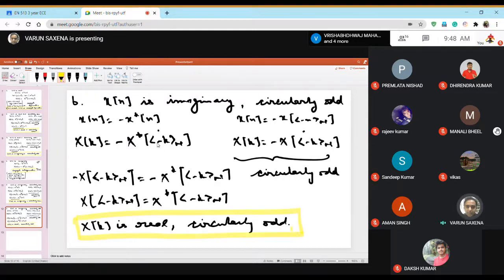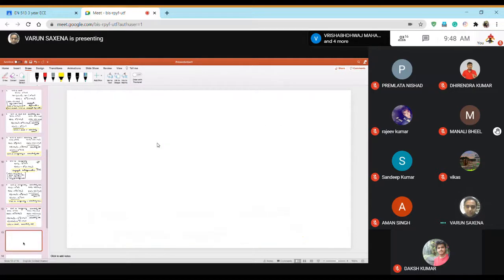So we have looked into 6 cases that emerge from the conjugation property, that if xn is of a certain type, then what will be the DFT and what will be the type of DFT. So these are some interesting things that one can do. And there is one more thing that I would like to say.